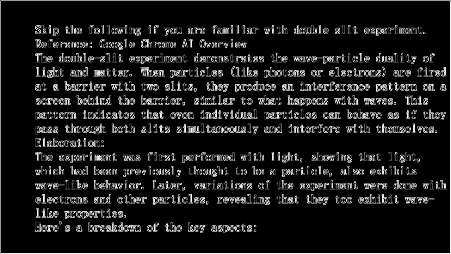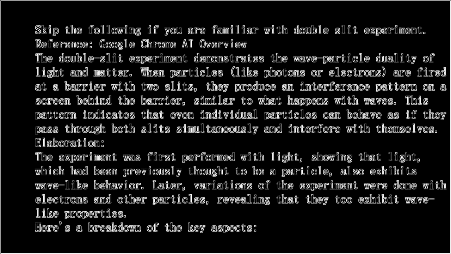The double-slit experiment demonstrates the wave-particle duality of light and matter. When particles, like photons or electrons, are fired at a barrier with two slits, they produce an interference pattern on a screen behind the barrier, similar to what happens with waves. This pattern indicates that even individual particles can behave as if they pass through both slits simultaneously and interfere with themselves. Elaboration: the experiment was first performed with light, showing that light, which had been previously thought to be a particle, also exhibits wave-like behavior.